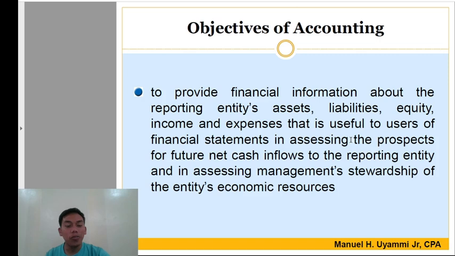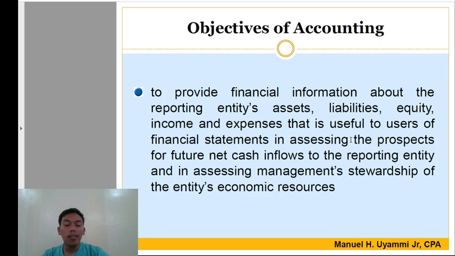The objective of accounting is to provide financial information about the reporting entity's assets, liabilities, equity, income, and expenses. We will study those later. Those are what we call the accounting elements, which we see in the financial report or financial statements.